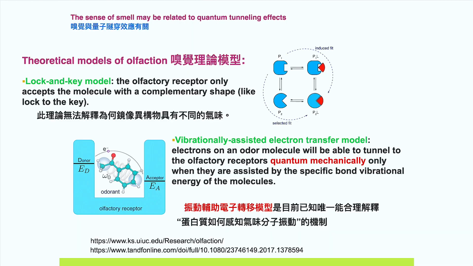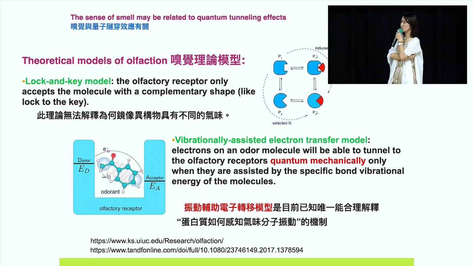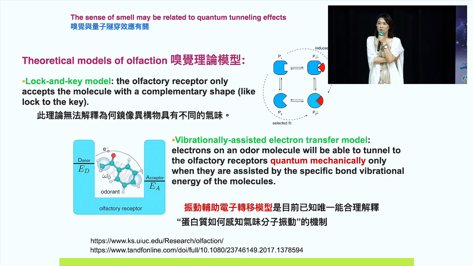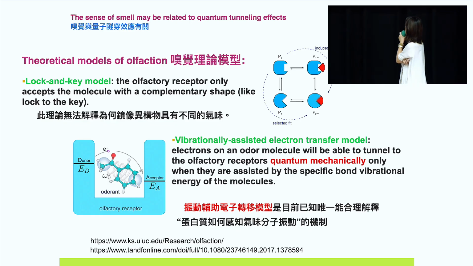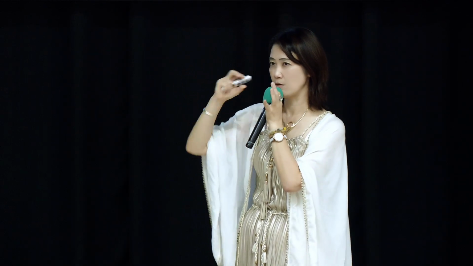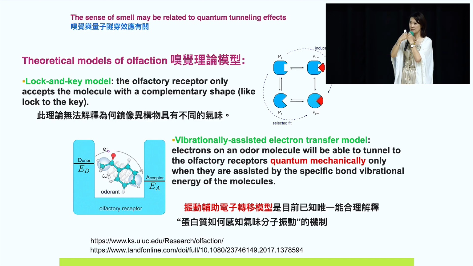But the latest research shows that the sense of smell may actually be closely related to the quantum tunneling effect. There are two commonly perceived models. One is the lock and key model: we have a receptor, and the smell molecule exhibits a certain shape, like a key and lock. However, this model has a drawback because it couldn't really explain why certain isomers have different smells.